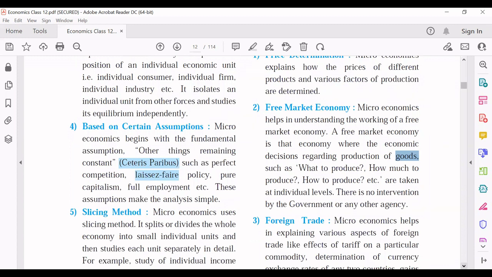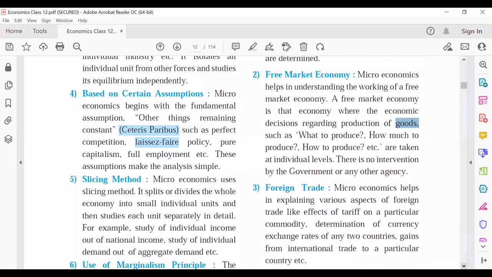Now, telling about the different assumptions: based on certain assumptions, all other things remaining constant, that is ceteris paribus, such as perfect competition, laissez-faire policy, pure capitalism, full employment, etc. These assumptions make the analysis simple, because it is only dealing with the fundamental things, not with the nationwide things.